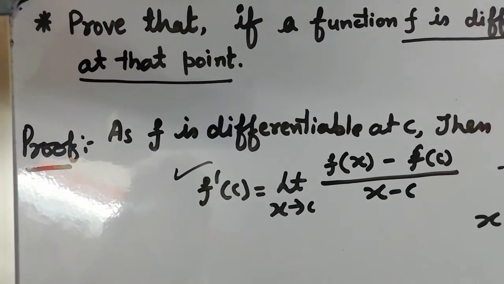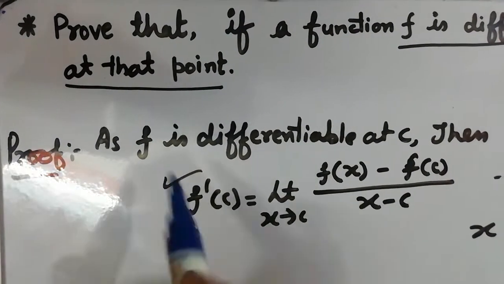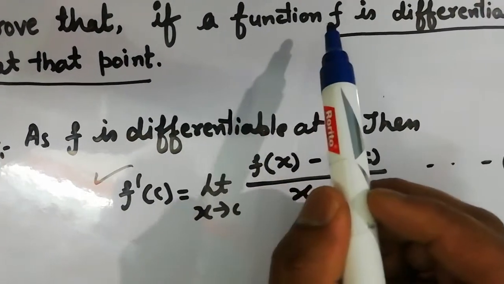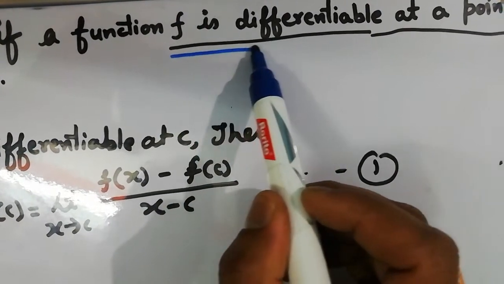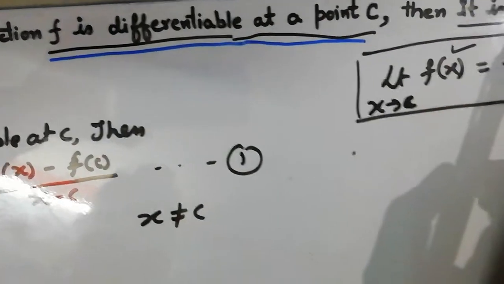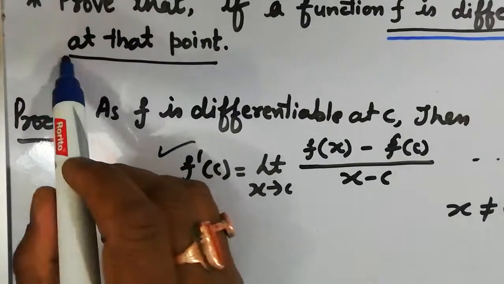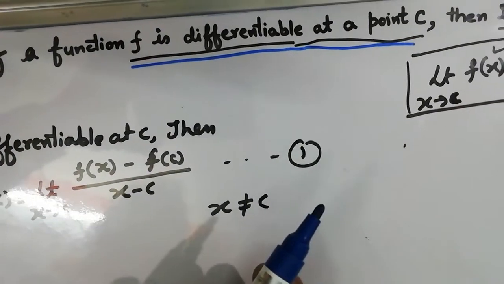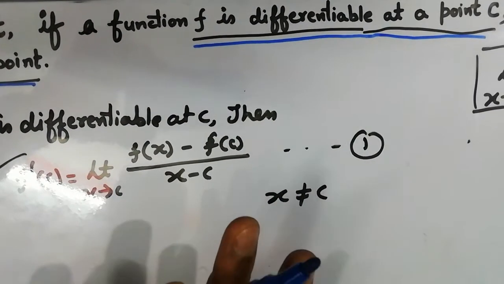Hello students, today we are going to discuss a very important theorem of differentiability. That is, prove that if a function f is differentiable at a point c, then it is also continuous at that point. Means what we have to prove: any function which is differentiable at a given point c is also continuous at that point.